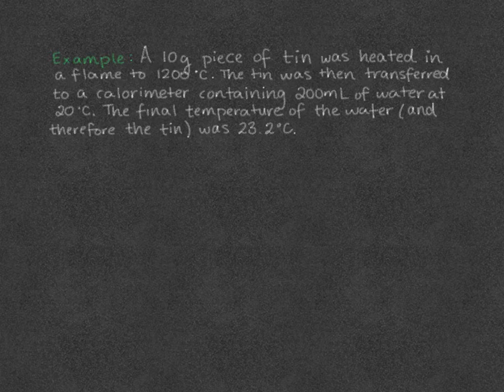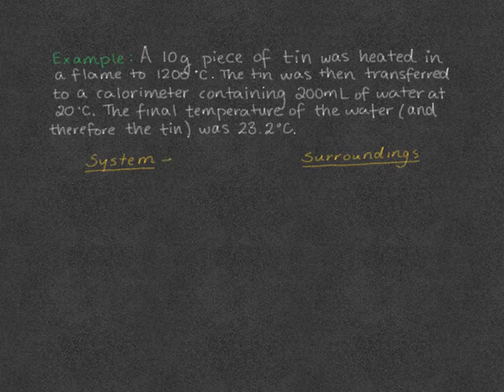We're going to start by assigning our system. It doesn't really matter which one you call system or surroundings here, provided that you're consistent. So I'm going to call our system the tin and our surroundings the water. This is going to be helpful when we move on to enthalpy problems. So the system will be our tin and the surroundings will be our water.